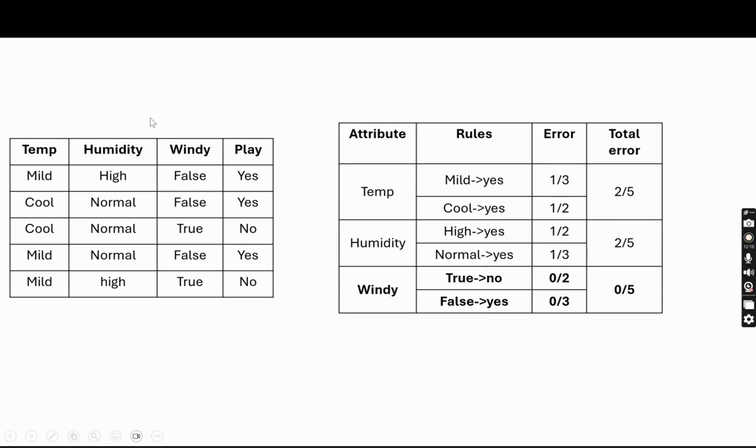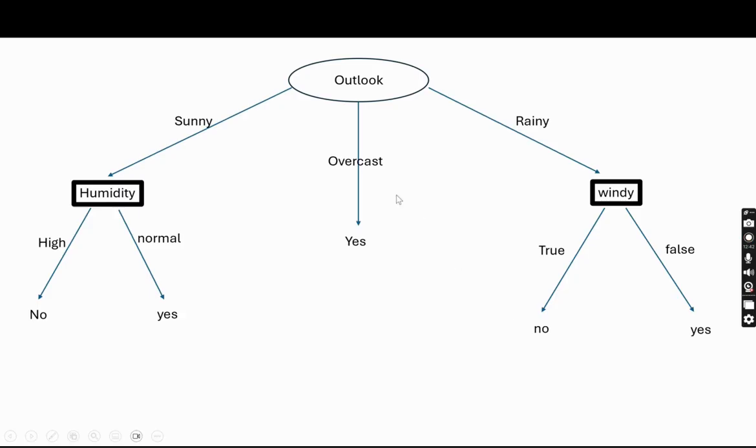So this is the subset for rainy, and these are the error values we have calculated using the same logic as we calculated before. Here windy is the attribute having 0 error. So the next decision node will be windy, and for both the values of windy there are 0 errors. If it is true, it directly denotes no, and if it is false, it directly denotes yes. So your decision tree will look like this.